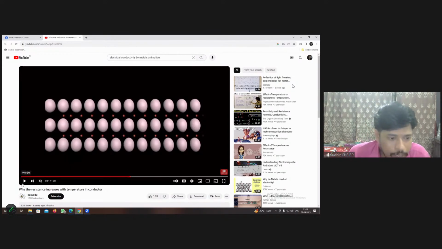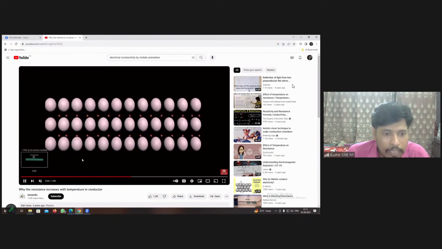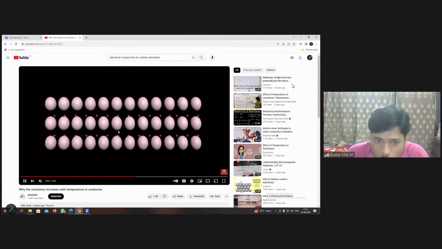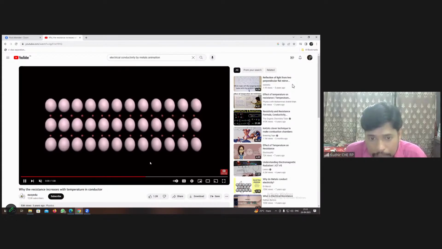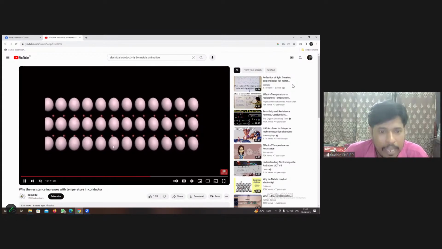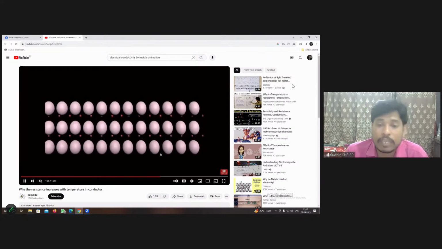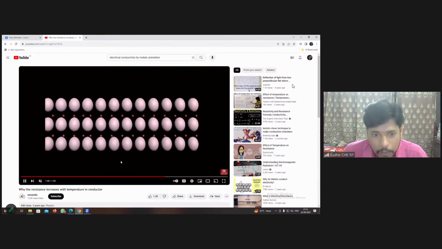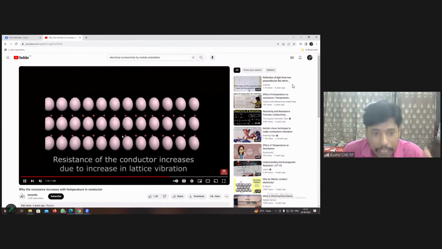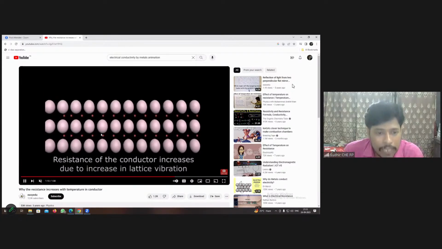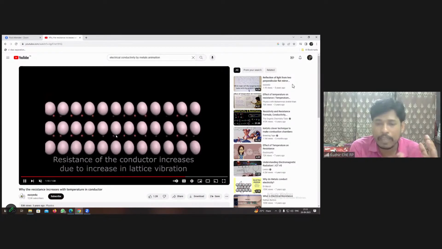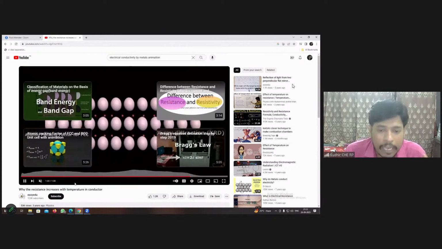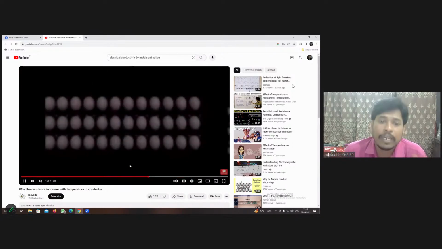Once you observe carefully these 30 seconds, just see here. Initially, there is no movement of these atoms. But at higher temperatures, if I bring that metallic sample, along with the electrons, even these metal ions will start moving because of increased kinetic energy. So when these vibrations of atoms are increased, what happens? They will definitely obstruct the flow of electrons. So if the flow of electrons is not in a proper way, automatically the conduction property also will be decreased.